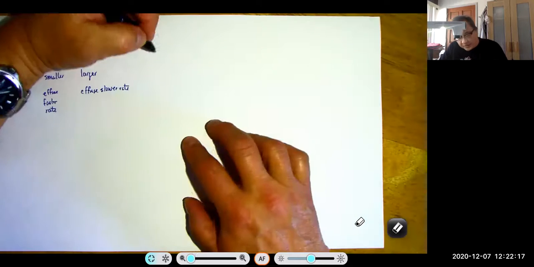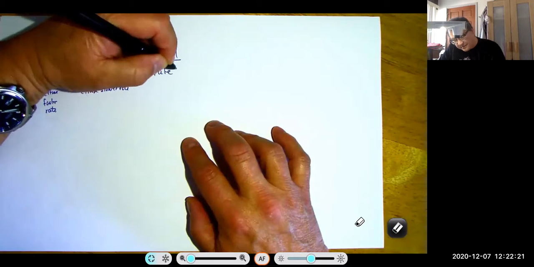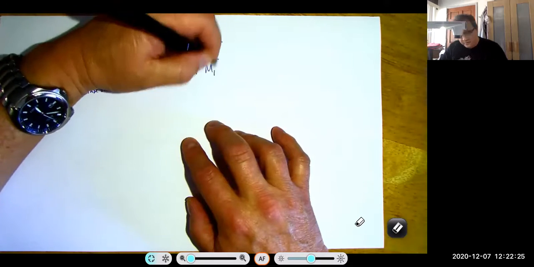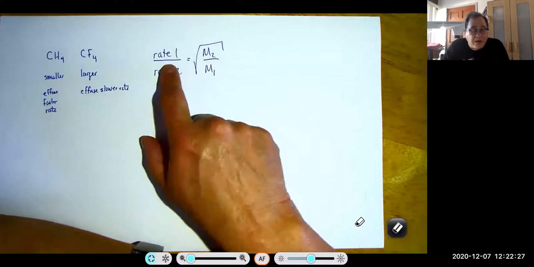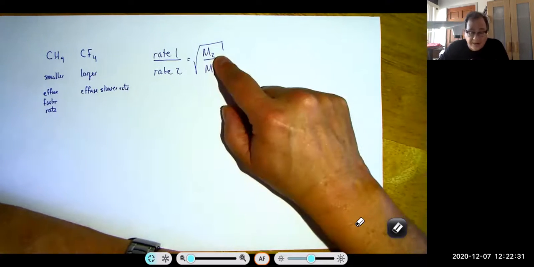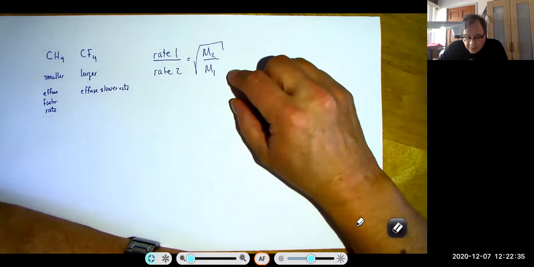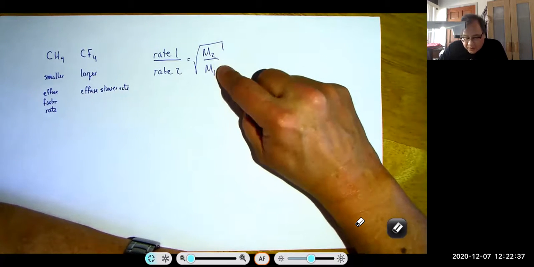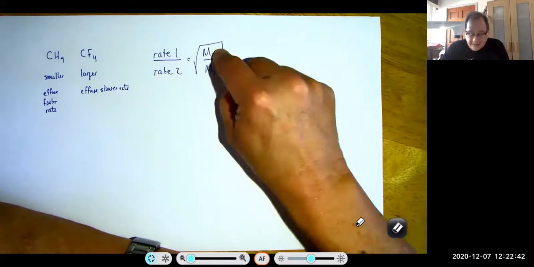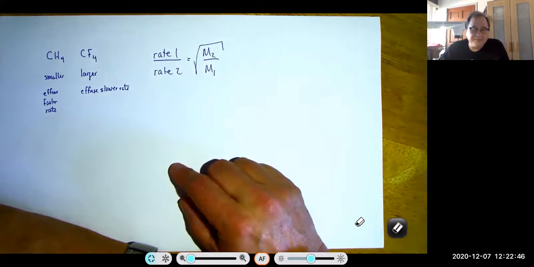Because when you take a look at the rates, if rate 1 is bigger than rate 2, that means that the molar mass of 2 must be greater than the molar mass of 1. So if the molar mass of 2 is greater than the molar mass of 1 and its rate is smaller than the rate of 1, it means that bigger things have a slower rate. Are you guys with me there?